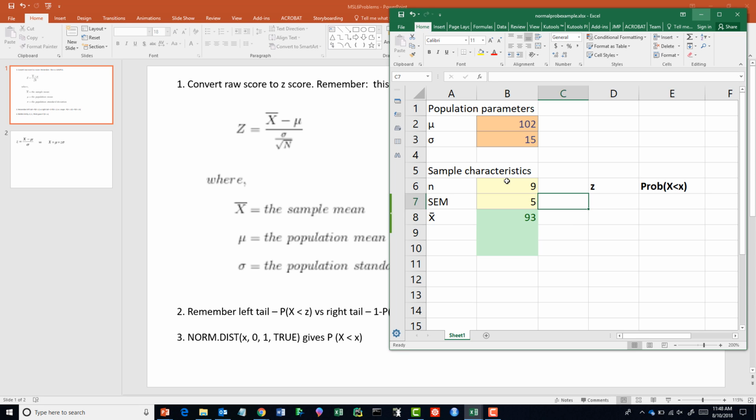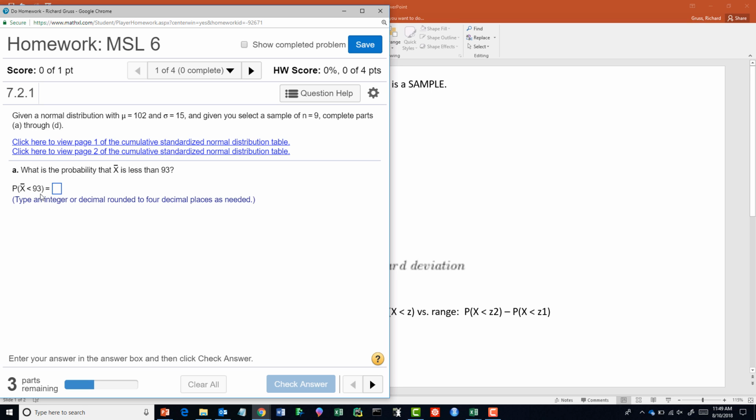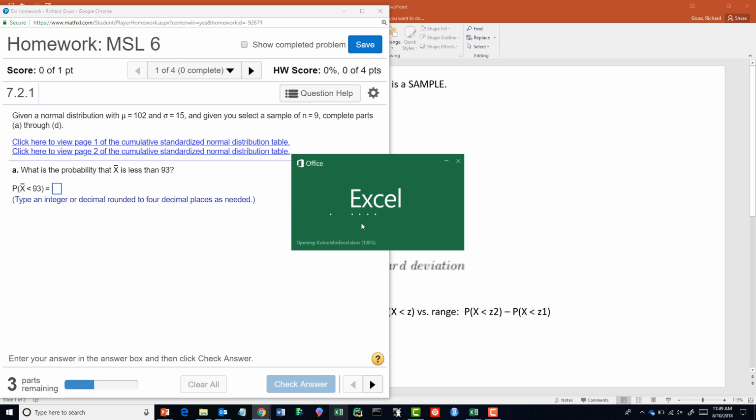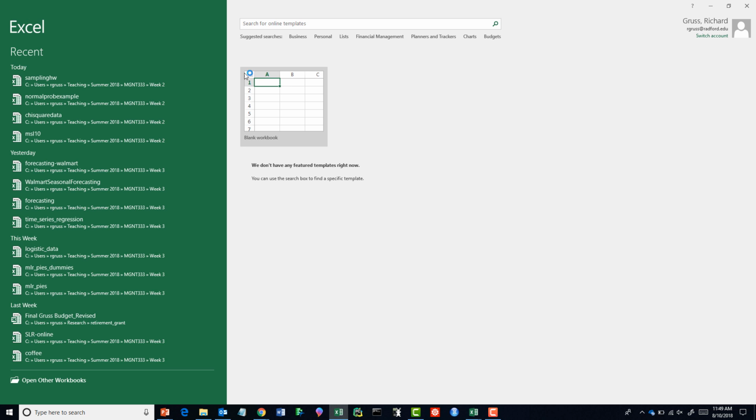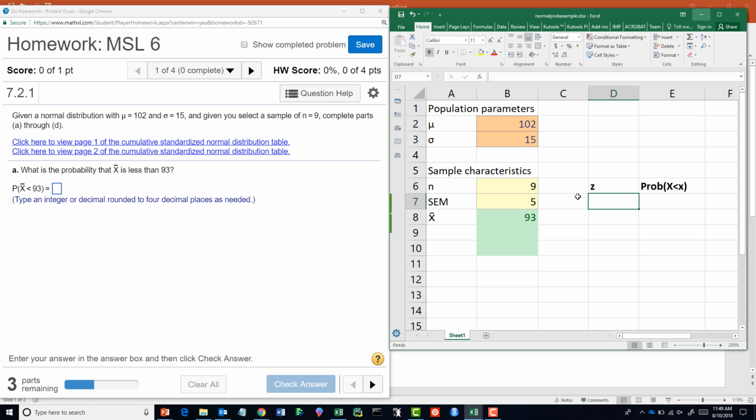Okay, so now the first part of this question asks me what's the probability of a sample mean being less than 93. Okay, so what I need to do then is, first of all, convert this into a z-score using that particular formula. Okay, so remember that it's going to be equal to x bar minus population mean. We'll put that in parentheses to get our order of operations right. And then we're going to divide that by the standard error of the mean, which is here. Okay. All right, so this is the z-score of this particular observation, this mean, this 93 here.